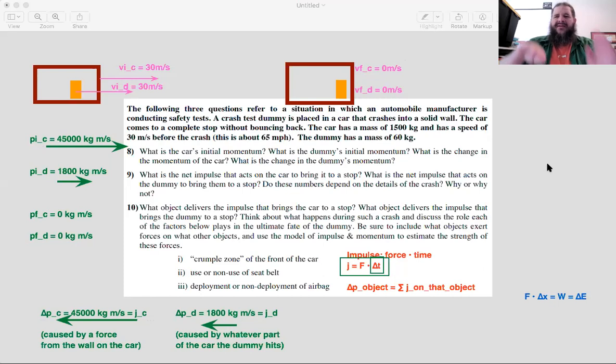Same thing with an airbag. If you crash straight into the dashboard, that's a very sudden stop. But if the airbag inflates, you are now pushing through this inflatable pillow, and you're going to be taking more time once again to come to a complete stop. A more gradual force, a smaller force over a longer period of time.